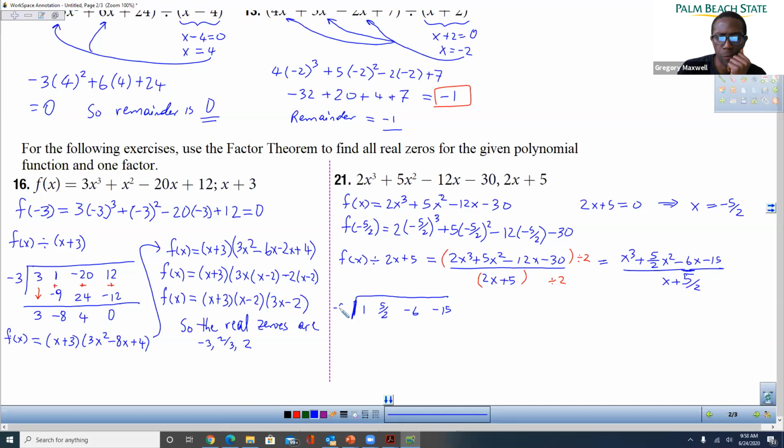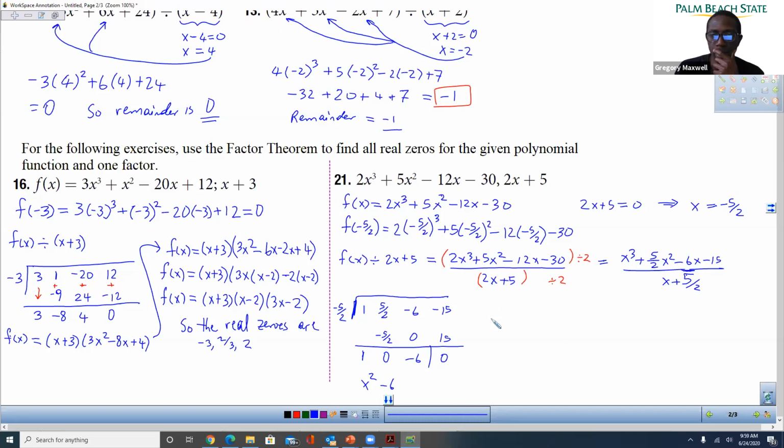So my number here is, of course, negative 5 over 2. Same as before, we drop the 1 and multiply by negative 5 over 2. We get negative 5 over 2. That gives me 0. Multiply by negative 6, multiplied by negative 5 over 2 would be 15. And then this would be my remainder. So that means this expression becomes x squared minus 6.